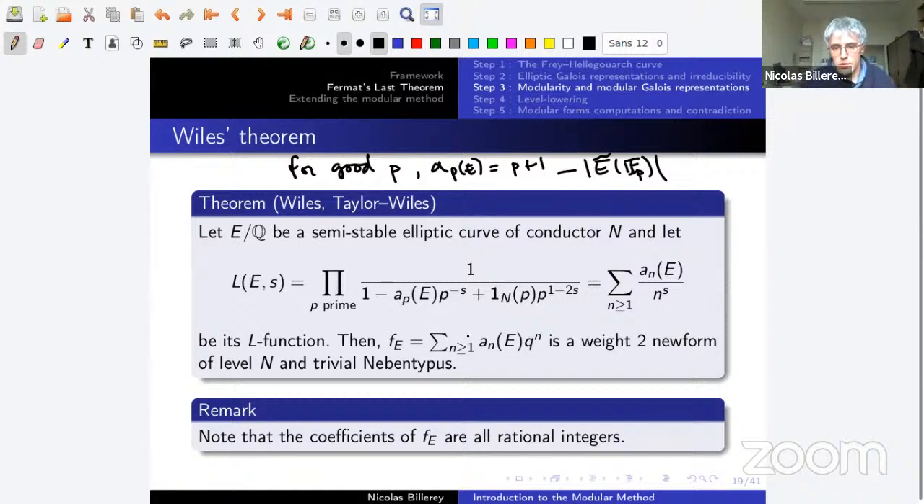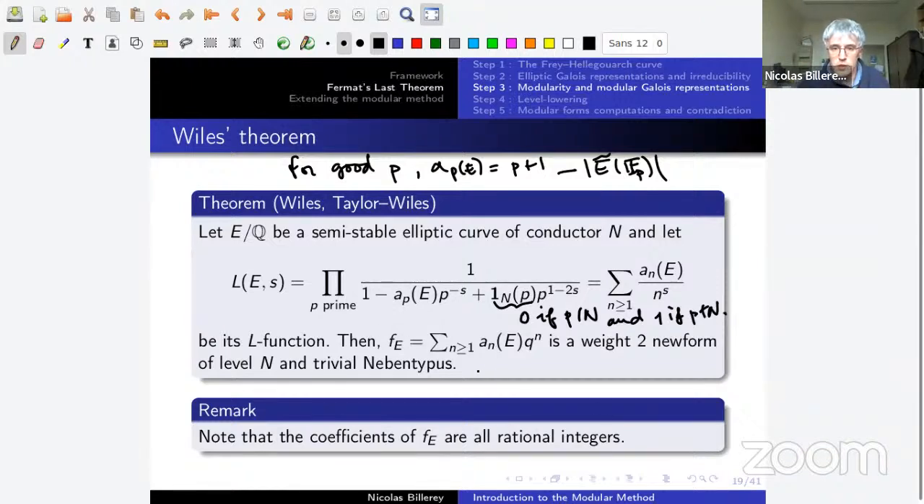And you can consider these Euler products, where here's the characteristic function of N. So 1_N(p) is just zero if p divides N, and one if p does not divide N. Okay. So you expand it as a power series, as a sum over all integers n greater than or equal to one, with coefficient a_n(E) divided by n to the s, and that's what we call the L-function of E. And you can therefore consider the following function here, f_E, which is the sum over all integers n of this coefficient a_n(E), which I defined just above, times q to the n. This is the common notation when we are working with newforms or modular forms. Here, that's a function on the complex upper half plane.